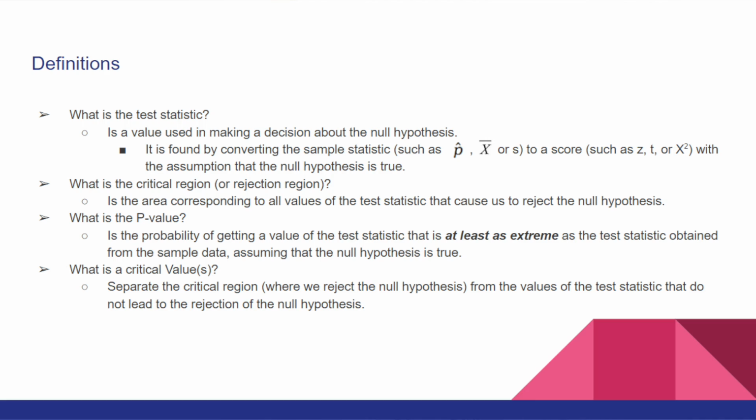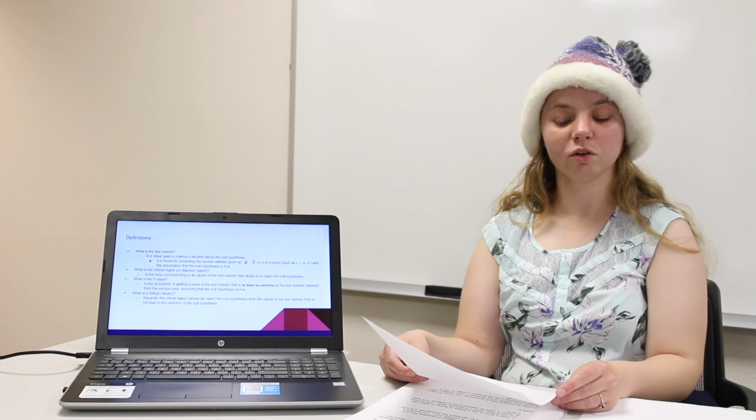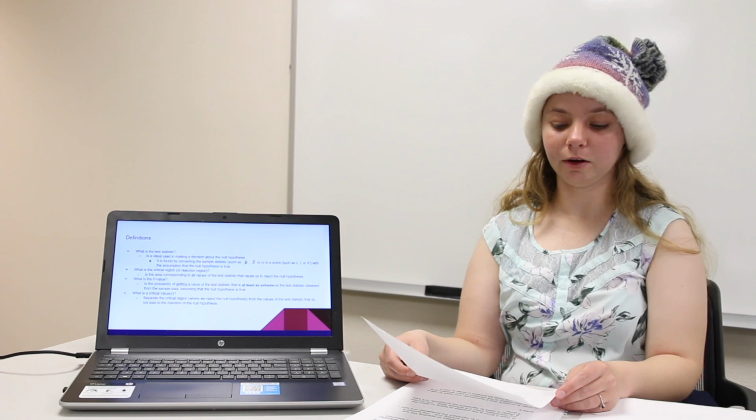The test statistic is a value used in making a decision about the null hypothesis. It is found by converting the sample statistic, such as p hat, x bar, or s, to a score such as z, t, or chi-squared, with the assumption that the null hypothesis is true. The critical region, or rejection region, is the area corresponding to all values of the test statistic that cause us to reject the null hypothesis.